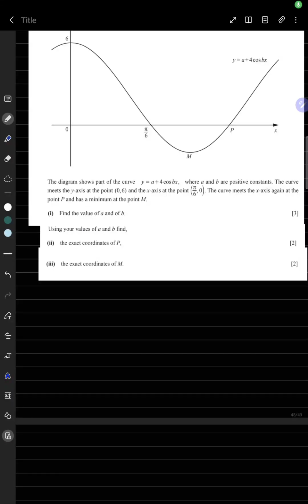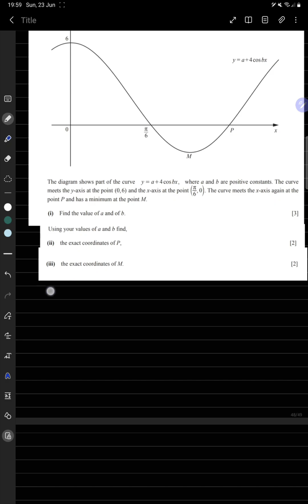Right, now let's move on to question number 10. We are shown a diagram of y equals a plus 4 cos bx, where a and b are both positive constants. The curve meets the y-axis at (0, 6) and the x-axis at the point (pi over 6, 0). The curve meets the x-axis again at the point P and has a minimum point at M.